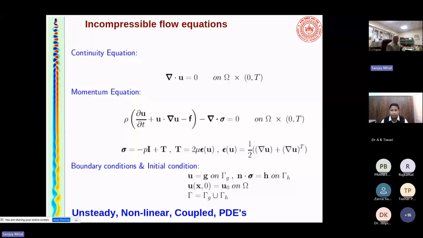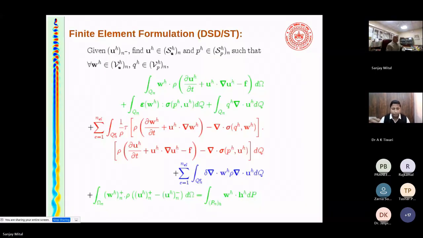And we remember that these are unsteady equations. They are nonlinear. They are coupled in the form of partial differential equations. So they are not very trivial to solve. So we usually use some numerical method. In this case, I will show you some results from using finite element formulation. So these are stabilized methods.